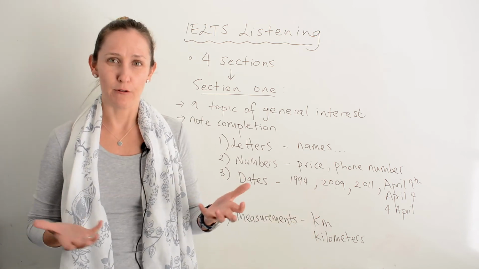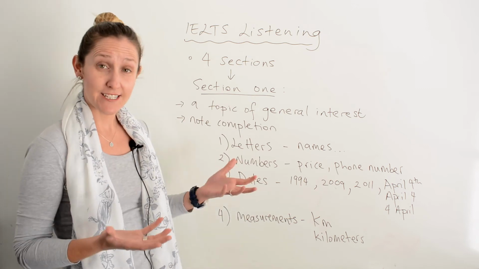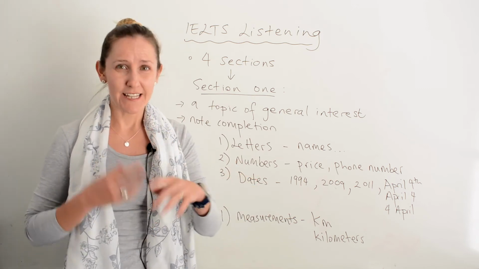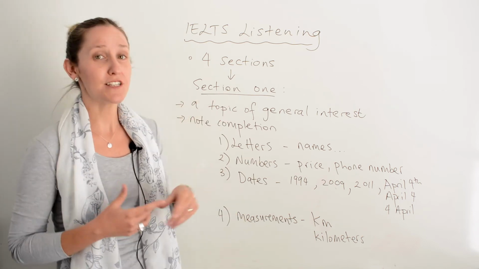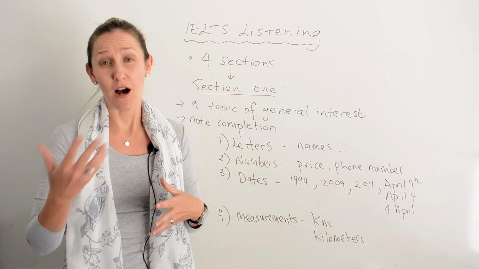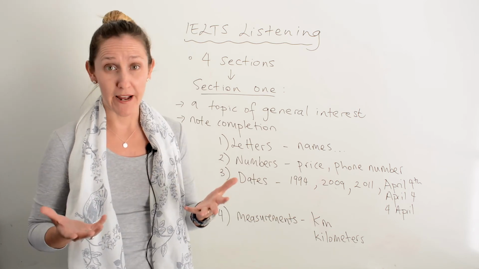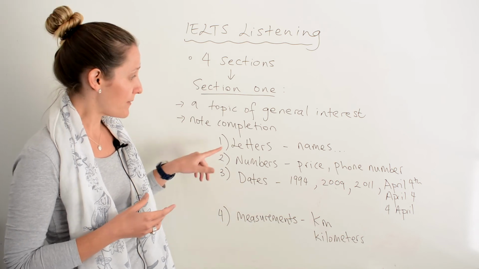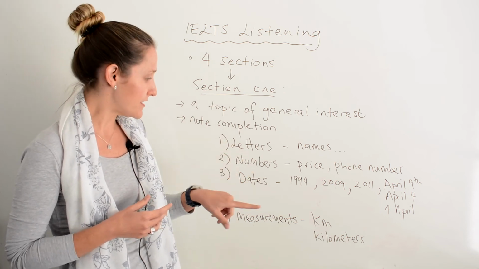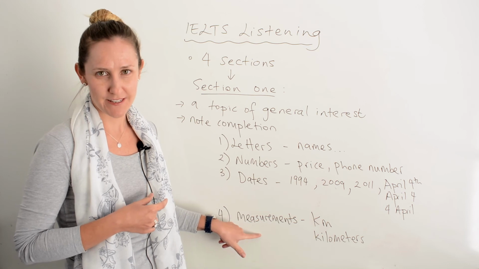So let's quickly review what we've talked about today. In the IELTS listening test, there are 4 sections. They generally get a little bit more difficult as we progress. The first section is about a general topic of interest, applying for a course, opening a bank account, and you usually have to do note completion about topics related to letters, numbers, dates, and measurements.